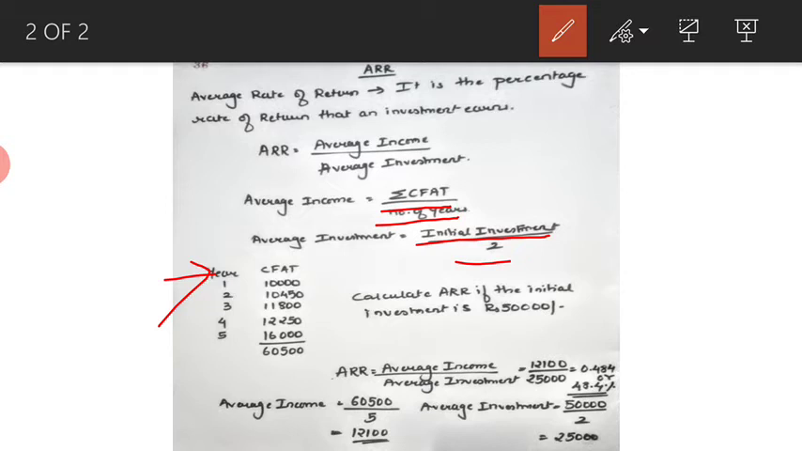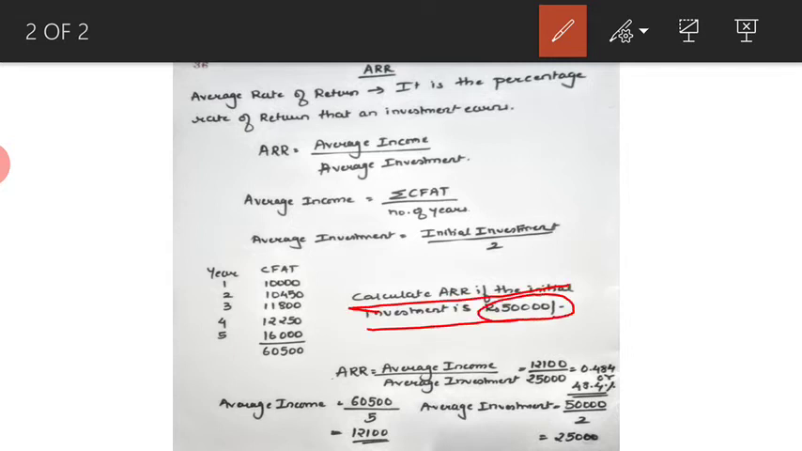Now what is given in this particular problem? They have given year 1, 2, 3, 4, 5. So if you observe, 0 is not given. That means initial investment is not given over here. Then calculate ARR if initial investment is 50,000. So initial investment is given over here. Instead of giving 0 period and minus 50,000, they have separately mentioned initial investment as 50,000.